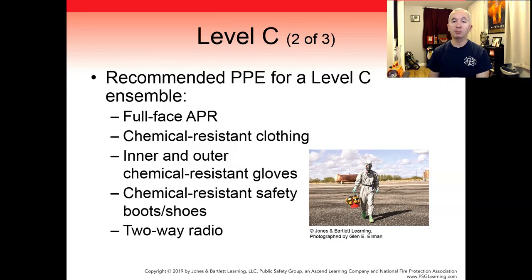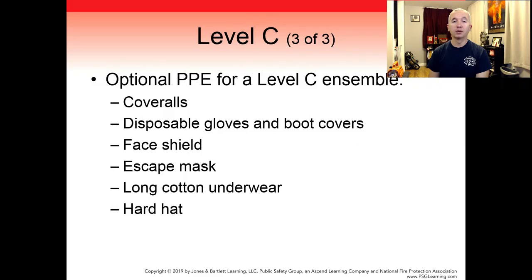The recommended PPE for a Level C ensemble includes full face APR, chemical resistant clothing with inner and outer chemical resistant gloves, chemical resistant safety boots or shoes, and a two-way radio. Optional PPE for a Level C ensemble includes coveralls, disposable gloves and boot covers, face shield, escape mask, long cotton underwear, and a hard hat.